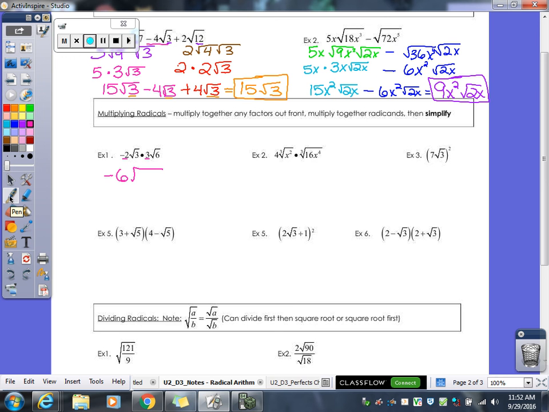So multiply numbers in front, and then you multiply the numbers underneath. So 3 times 6 gives me an 18. And now we have to go and simplify. So again, what's the largest perfect square that goes into 18? 9 and 2. 9 comes out of the radical as a 3. So we have to multiply it times the negative 6. So our final answer is negative 18 radical 2.